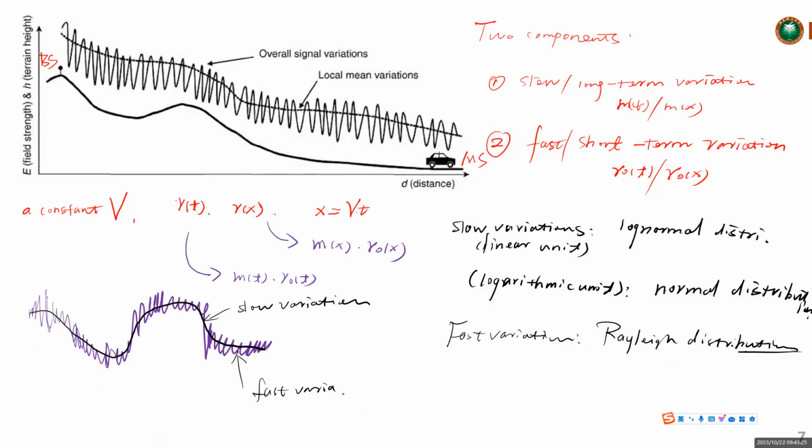Okay, let's start again. As we previously said, the slow variations are usually caused by the path loss, all right? So how to calculate the path loss? The most important is the free space path loss, right?